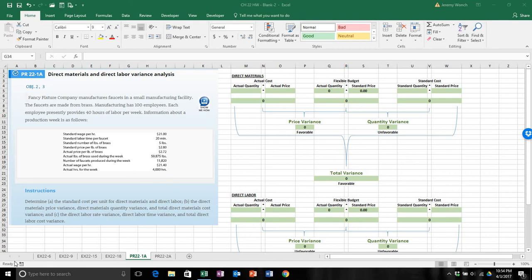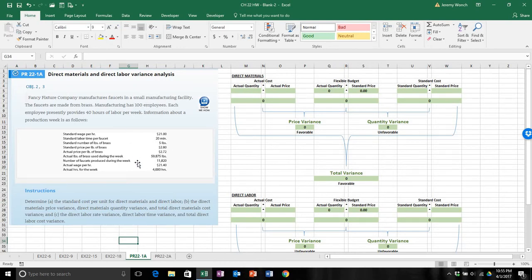Alright, our next problem, 22-1A, is asking us to do a direct materials and direct labor variance analysis. And so in this situation, like the previous one, we're actually going to look at two different types of costs, direct materials and direct labor, so we need to separate these out into two different sections here.